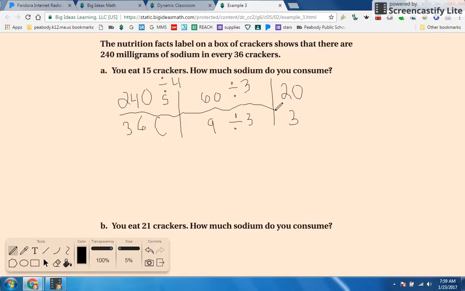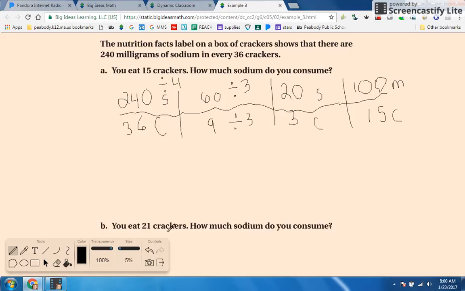So now I've simplified the entire thing so that I have 20 milligrams of sodium in every 3 crackers. Now the question says you eat 15 crackers. So now I can put the 15 here because 3 goes into 15. 3 times 5 is 15. So I'm going to do 20 times 5, which is 100. That means if you have 15 crackers, that's 100 milligrams of sodium.